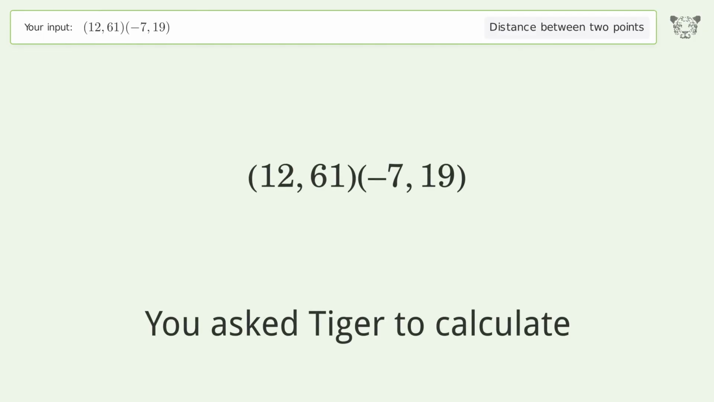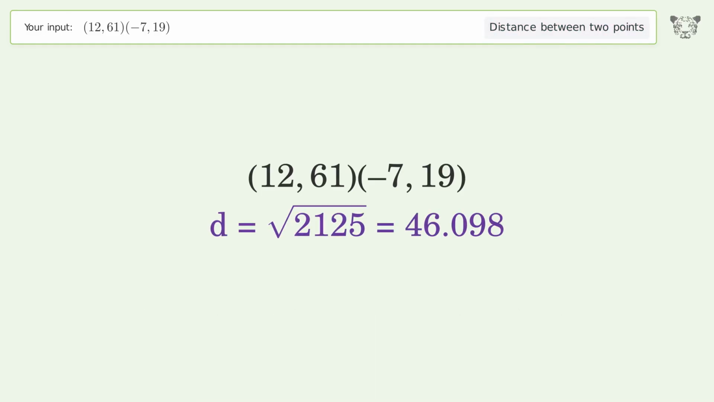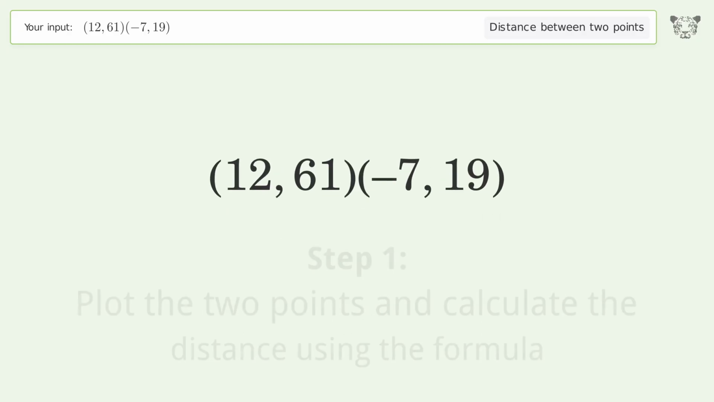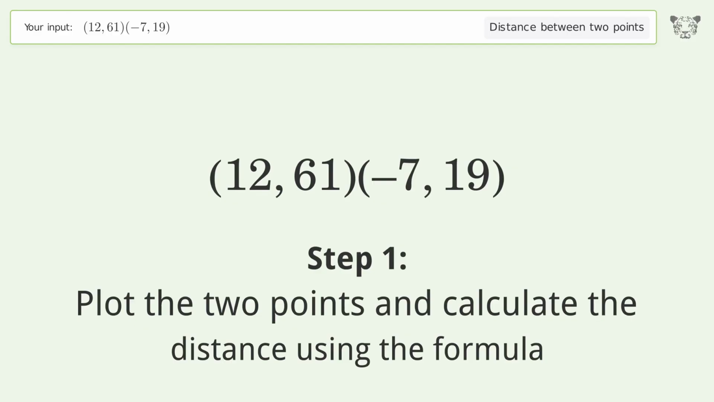You ask Tiger to calculate. This deals with the distance between 2 points. The distance between the 2 points is the square root of 2,125 or 46.098. Let's solve it step by step. Plot the 2 points and calculate the distance using the formula.